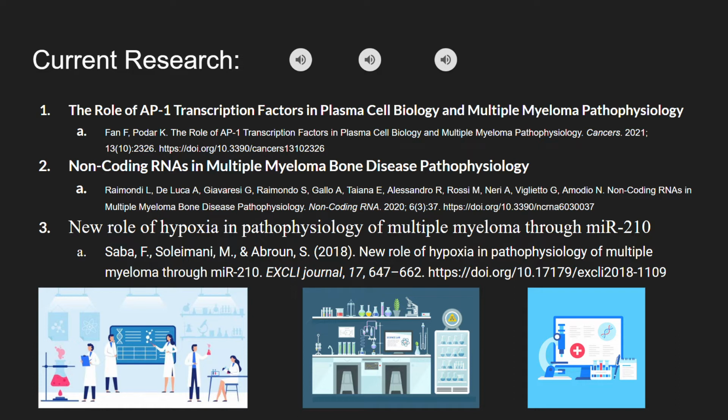So the first article is the role of AP1 transcription factors in plasma cell biology and multiple myeloma pathophysiology. So this recent research has shown that activator proteins are associated with multiple myeloma cell growth, survival, and bone disease. And as more studies have been done, it has been discovered that targeting activator proteins is one of the most promising multiple myeloma therapies. This article discusses the recent information about B-cell differentiation and the effect these transcription factors have on this process.